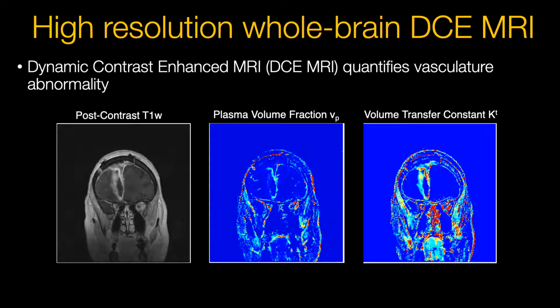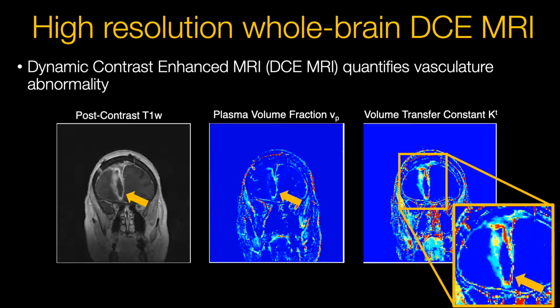Dynamic contrast enhanced MRI is a powerful tool to quantify vascular abnormality in the brain. Such abnormalities are common in diseases such as Alzheimer's disease and brain tumors. Shown here is the case of a high-grade glioma patient. You can get an idea of the size of the tumor on the post-contrast T1 weighted image.